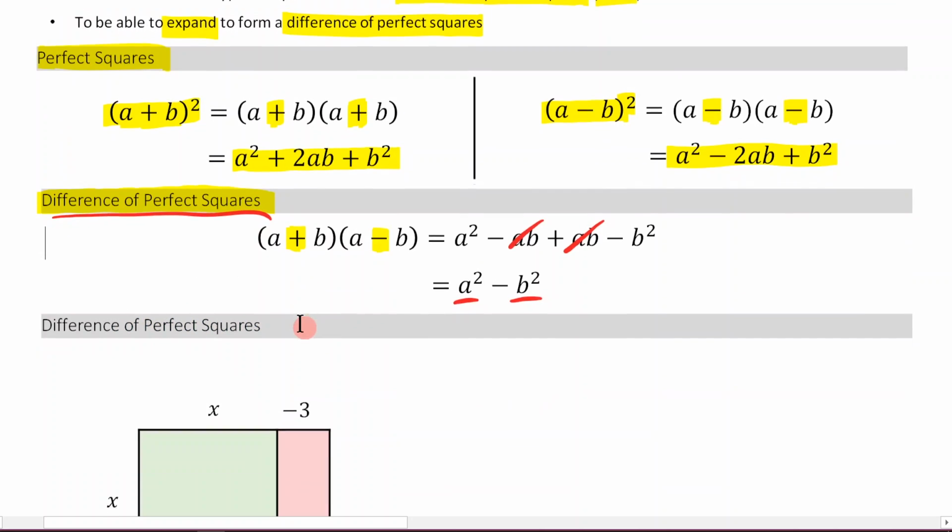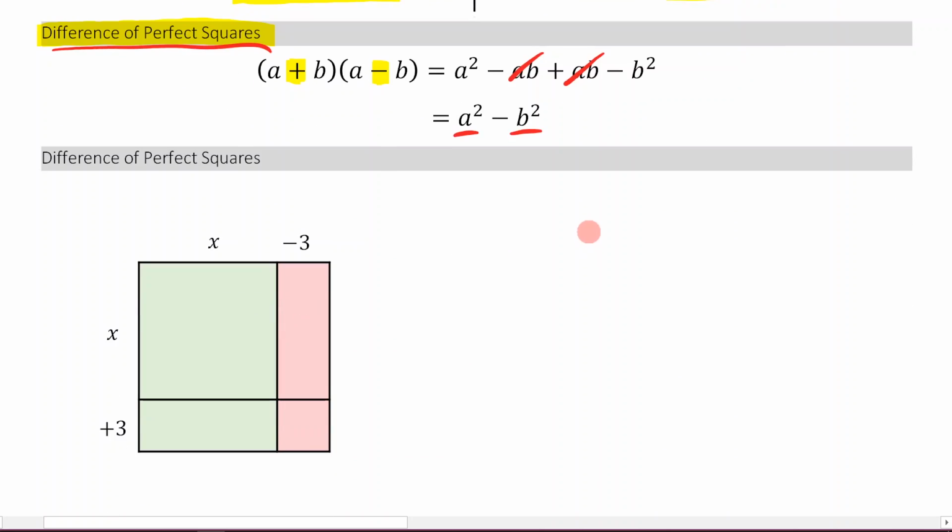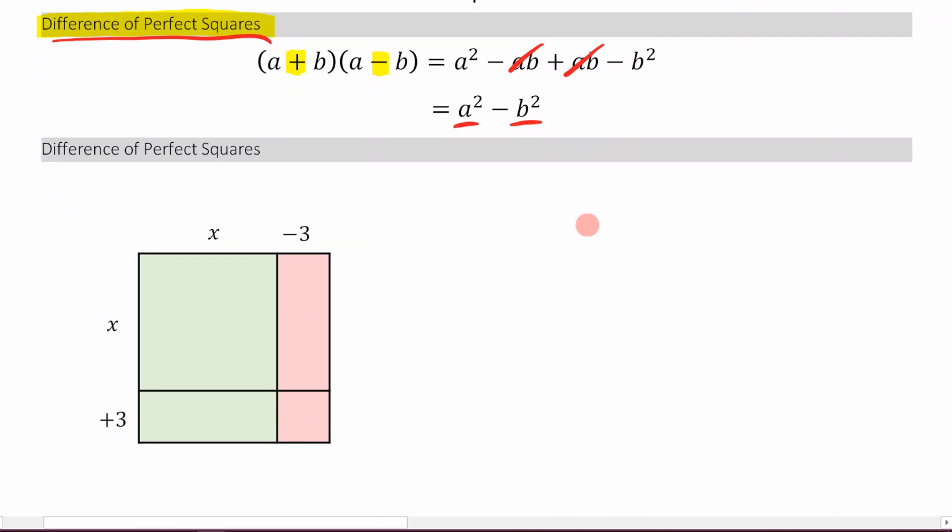I always like going through a bit of a visualization. So let's go through that now. You'll see different types of visualizations. This is just the one I'm using here.